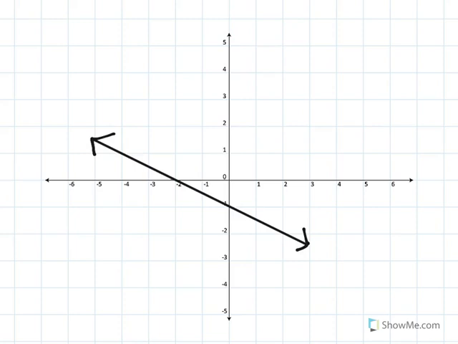And if we think about this line here, we have a negative slope. We see that it crosses the y-axis 1 interval below the x-axis. So we would have a y-intercept of 0, -1.